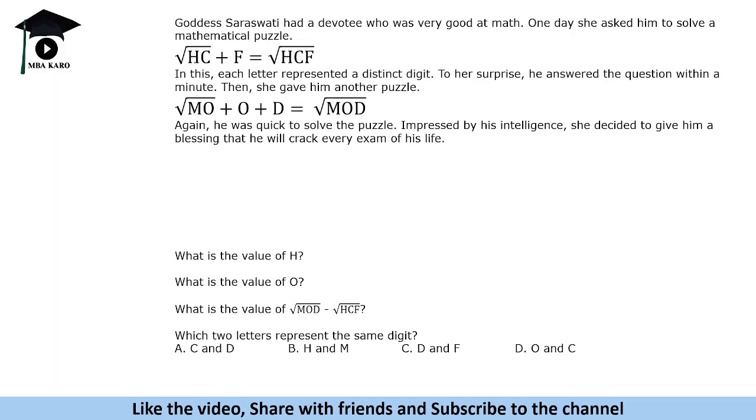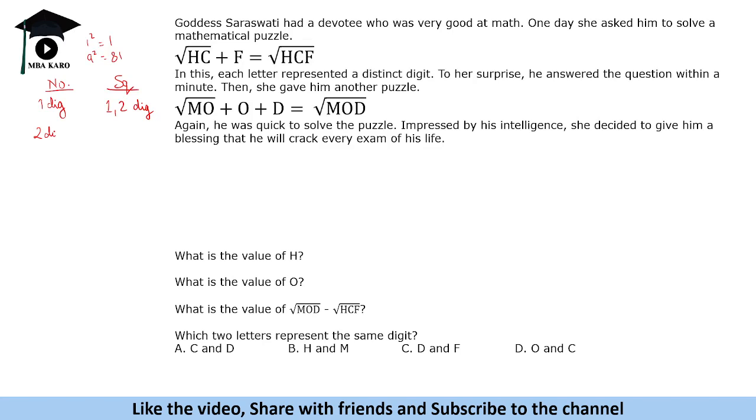Okay, so first it says root HC plus F is equal to HCF. Now one thing that we must know is, let us say if we have a number that has one digit, its square has one or two digits. Maximum, like if you say one square is one, maximum is nine square is 81, two digits, right?